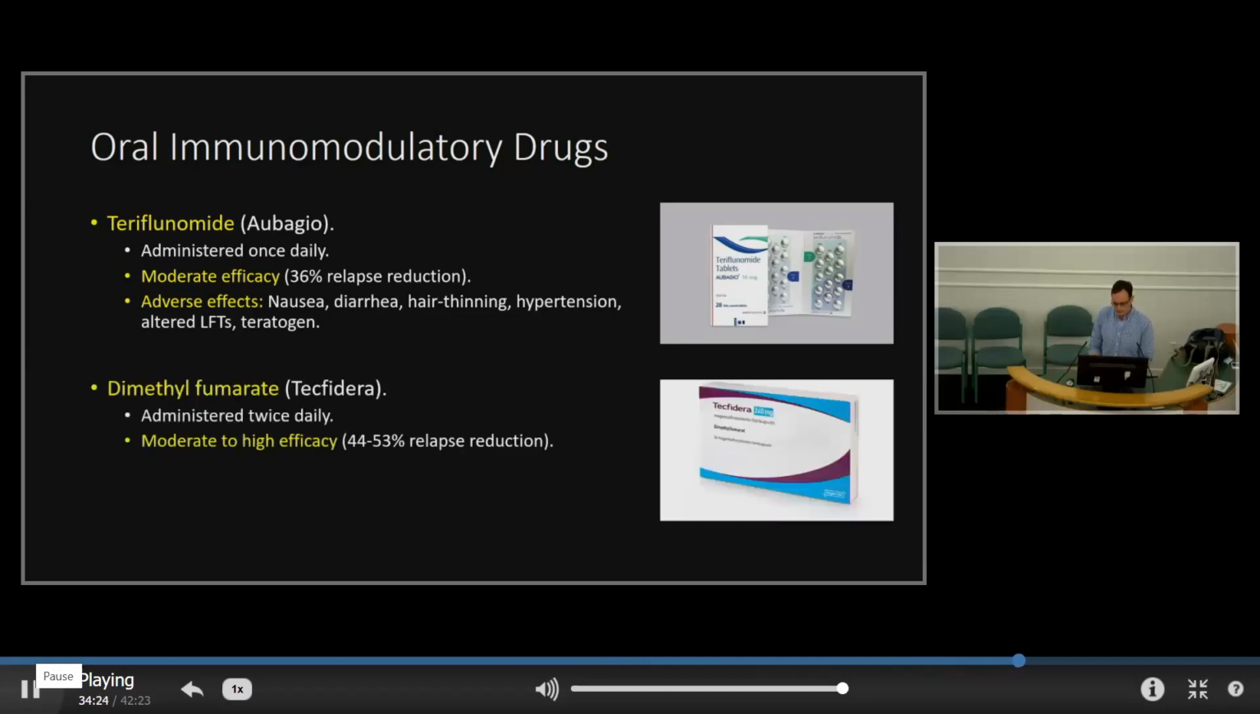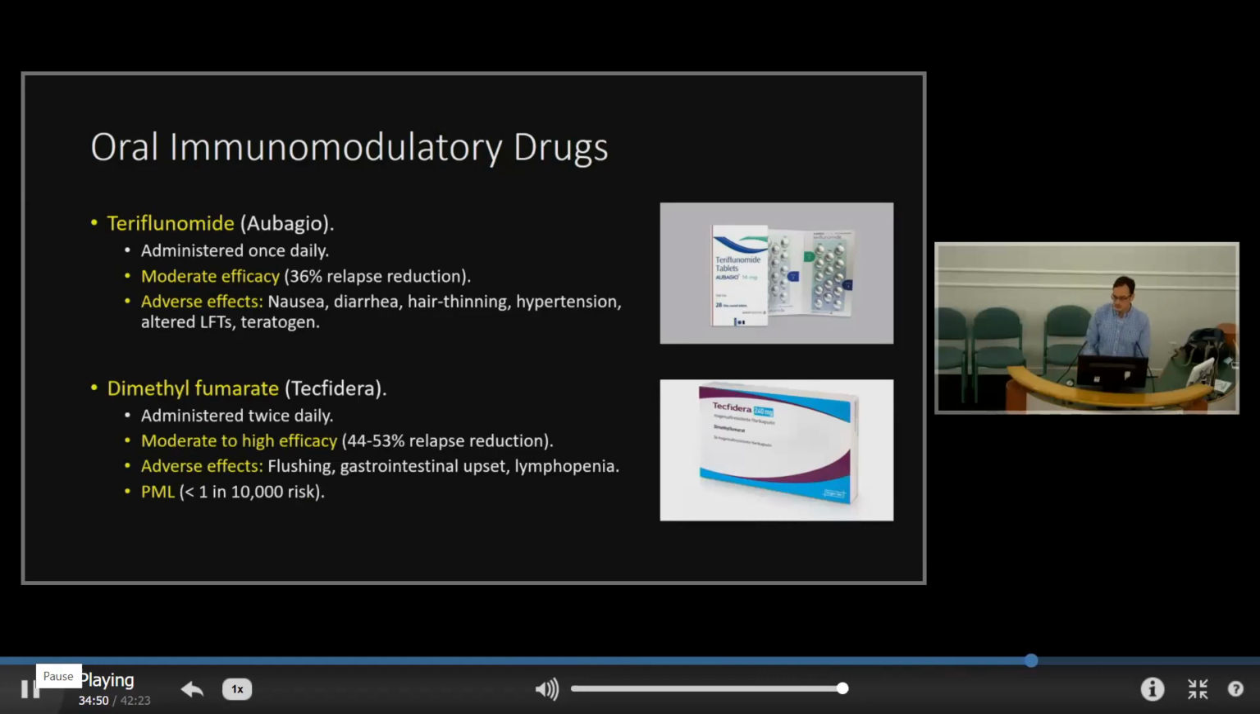Dimethylfumarate or Tecfidera is another one that is given twice a day. It is moderately high in efficacy, so about a 50% relapse reduction. Pretty good. I like this one. And its main risks include gastrointestinal things such as a variety of gastrointestinal upsets, flushing reaction, and lymphopenia. It has a tiny risk of this thing called PML.